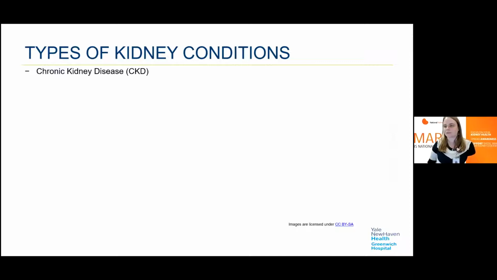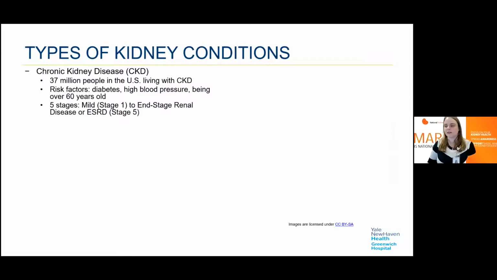So she briefly mentioned that when we talk about kidney disease, the most common type is chronic kidney disease, but there are multiple types besides it. When it comes to chronic kidney disease, or CKD, 37 million of the people in the US are living with it. The specific risk factors are diabetes and high blood pressure, and those most at risk are those over 60 years old. And chronic kidney disease, as she later explains in the video, comes in 5 stages. Stage 1 being mild, and stage 5 ending with end stage renal disease, ESRD, being almost complete kidney failure.